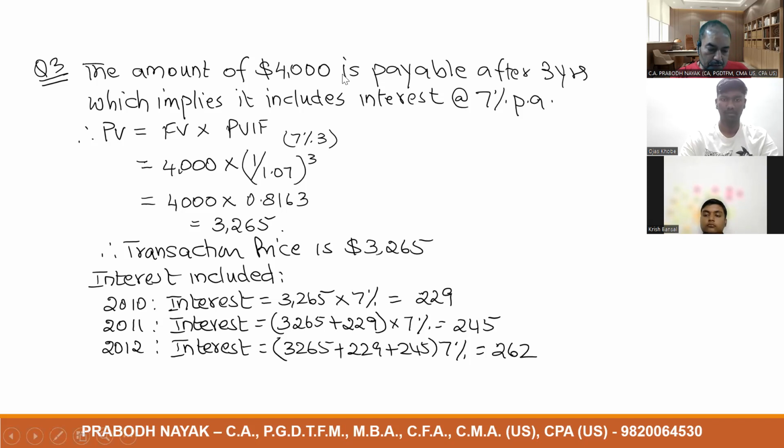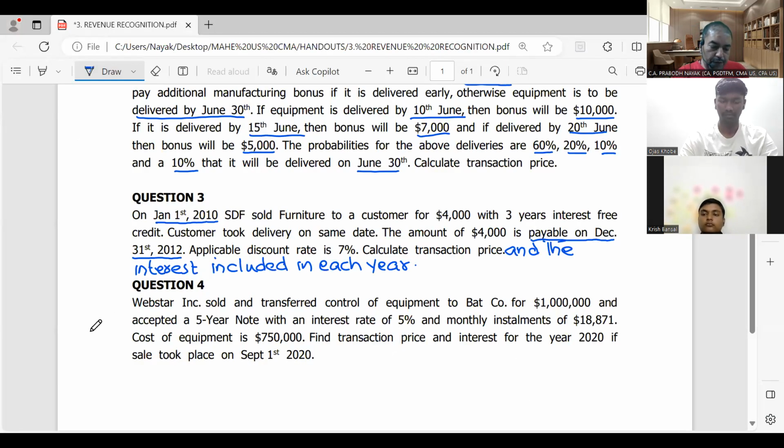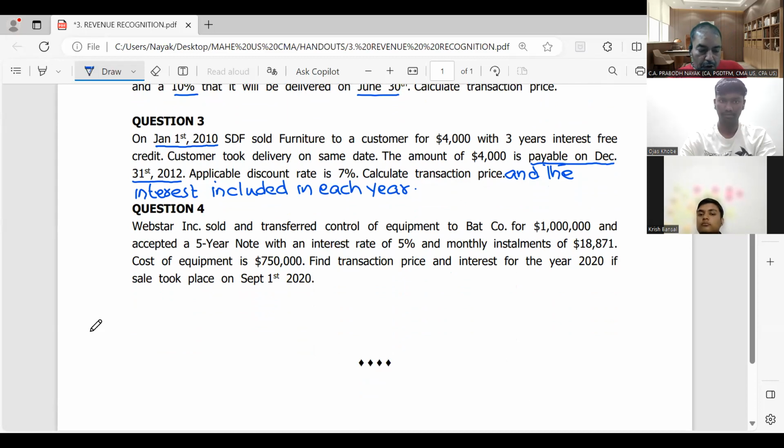Okay, let's take the last one. Question 4. Webster Incorporation sold and transferred control of equipment to BAT Company for $1 million and accepted a 5-year note with an interest rate of 5%, monthly installment of 18,871. Cost of equipment is $750,000. Find the transaction price and the interest for the year 2020 if the sale took place on 1st September 2020. Work it out and tell me the contract, the transaction price, and the total amount of interest payable for the year 2020.